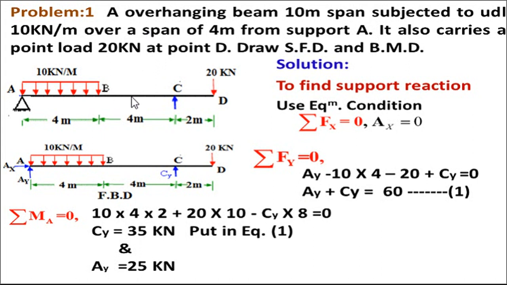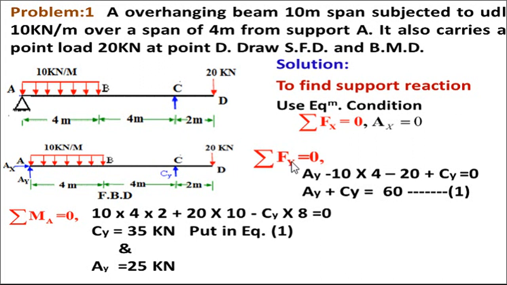So the very first step is to find the support reactions with the help of equilibrium conditions. The first equilibrium condition is summation of Fx is equal to 0. In that, Ax is equal to 0, because at A there is a hinge support and two reactions exist, one in the vertical direction and another in the horizontal direction. So in this case Ax is equal to 0.